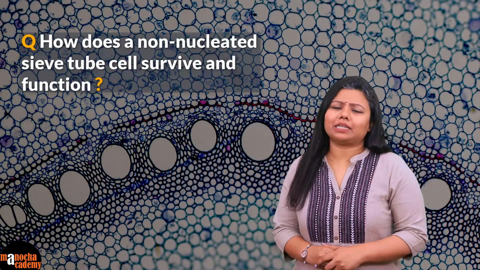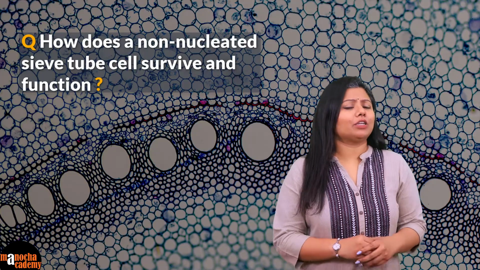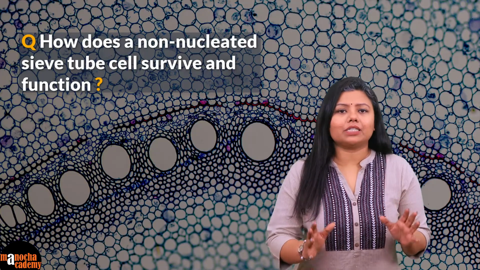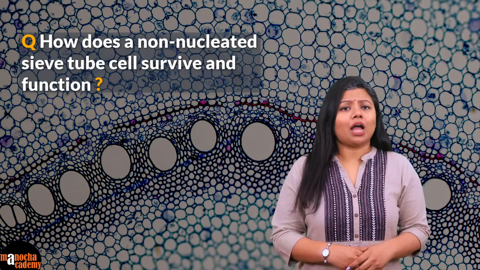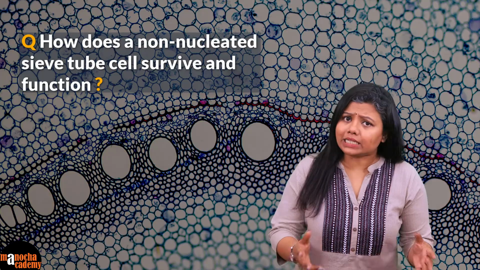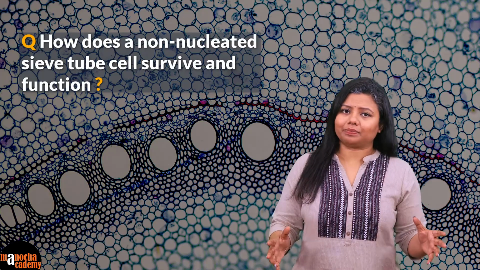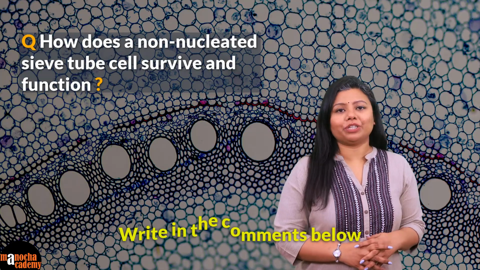So let me end this video with a question. The sieve tube cells in plants are non-nucleated. However, they survive quite a long time and their activities are also going on inside the cytoplasm. Can you find out how a non-nucleated cell can show cellular activities? Is it under the control of some other cell? Find out the answer and let me know in the comments below. I eagerly wait to read your answers.